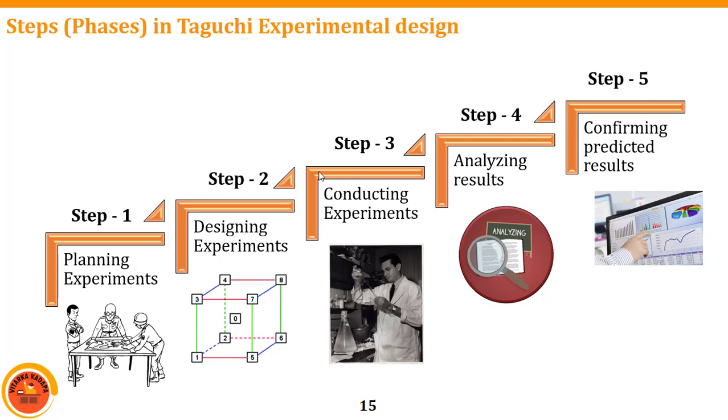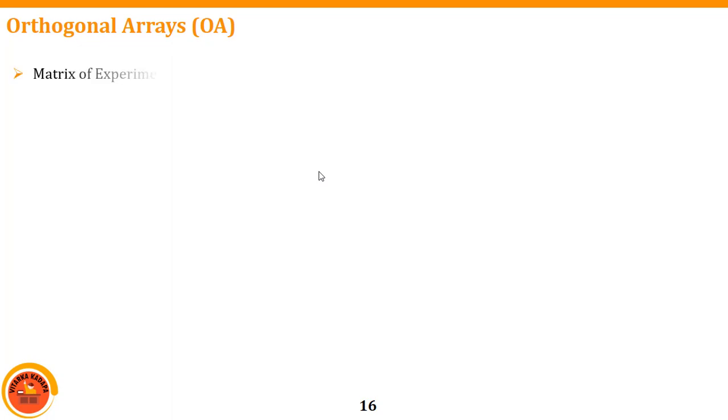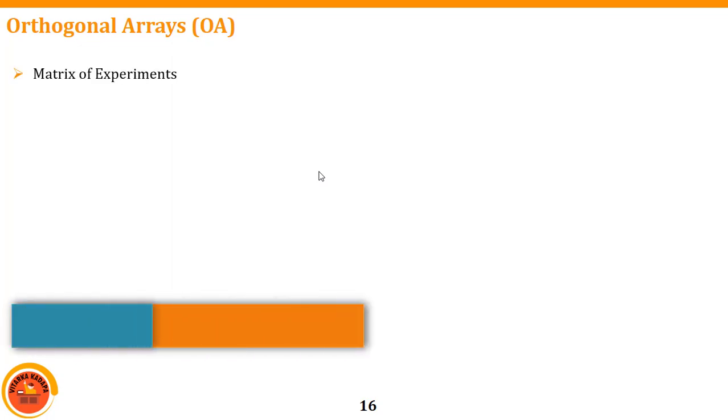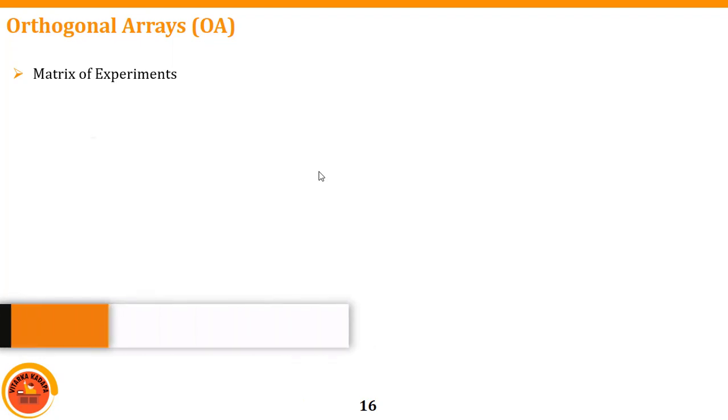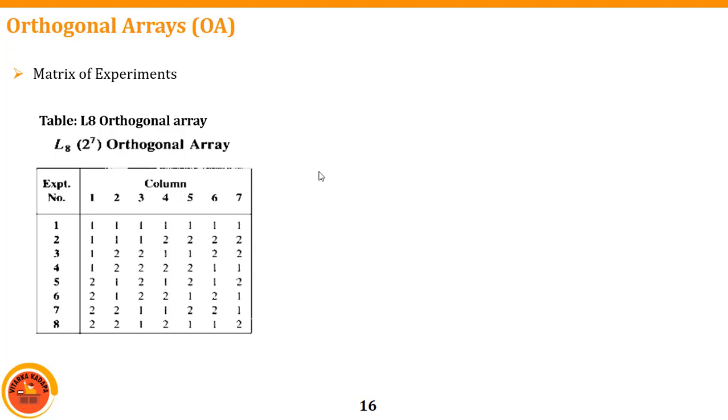So these are the 5 phases of the Taguchi experimental design. Any research paper will consist of these steps. I will show them step by step. Orthogonal arrays: it is a simple matrix of experiments, a group or set of experiments. Basically it is going to look like this.